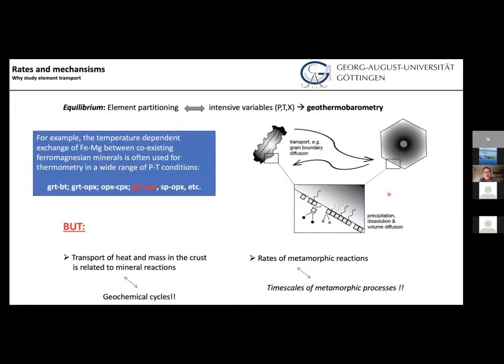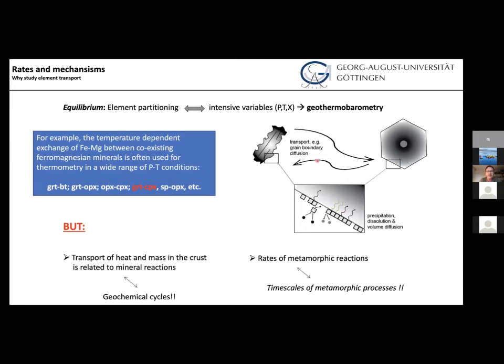And in a way, we use this concept of sluggish reaction time in metamorphic systems for our concept of geothermobarometry, right? Because in equilibrium, we assume element partitioning between coexisting minerals according to their partition coefficient. And we use this for the famous garnet-biotite, OPX, CPX, or any kind of exchange thermometer that you can think of. But essentially, this is only applicable where you have a net diffusive exchange.